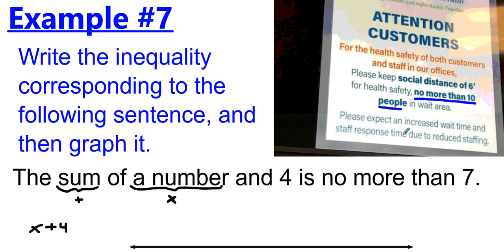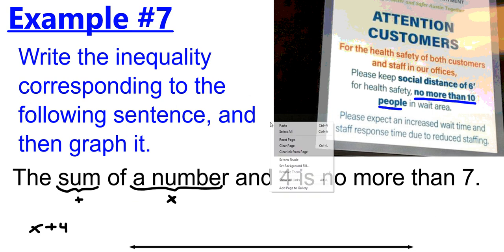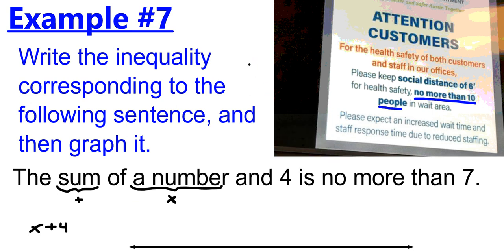But if it says no more than 10 people, could you have exactly 10 people? Well, yes, so it doesn't just mean fewer than, it's less than or equal to. No more than 10 people means less than or equal to 10 people. So this says no more than 7. You could be less than or equal to 7.